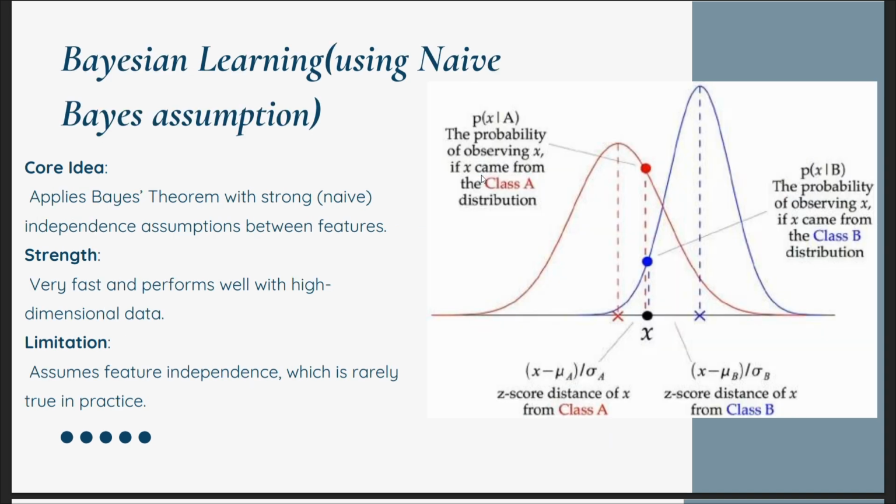Next, we have implemented naive Bayes. Naive Bayes is a classifier that estimates the probability of a class based on the individual probabilities of features, assuming they are all independent. Despite this unrealistic assumption, it often performs surprisingly well, especially in text classification. It's computationally efficient and handles large feature spaces, but its accuracy drops if features are highly correlated.